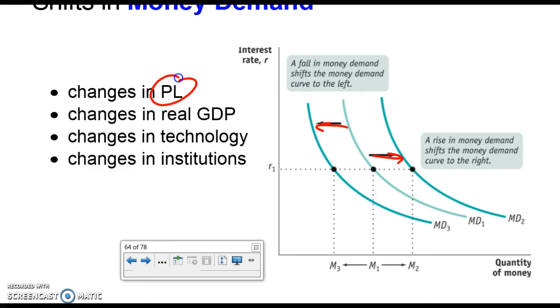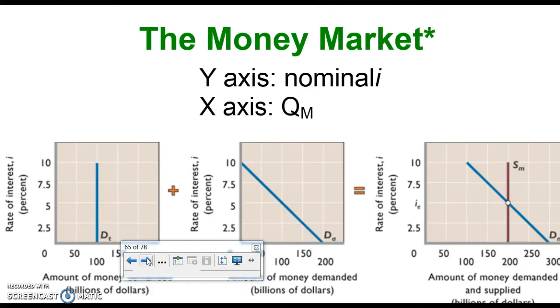The last two, technology and institutions, are a little bit trickier. One way to think about it is if people are getting paid, for example, more frequently, if there's a more frequent pay period, then there's going to be a greater demand for money. Whereas if people are getting paid less frequently, there will be less demand for money. So those sorts of things are going to alter the money demand.